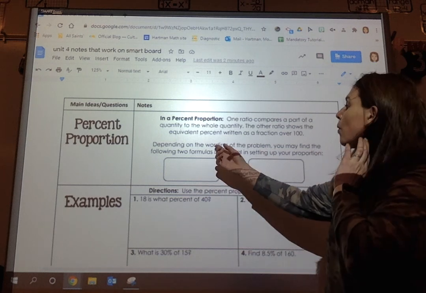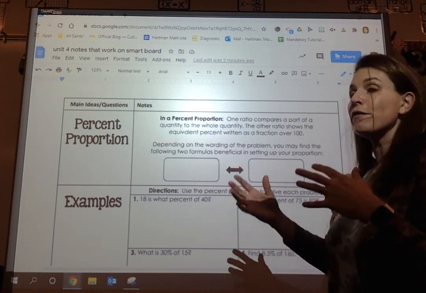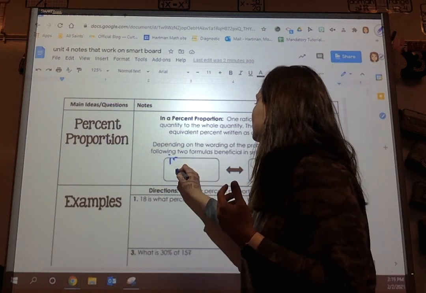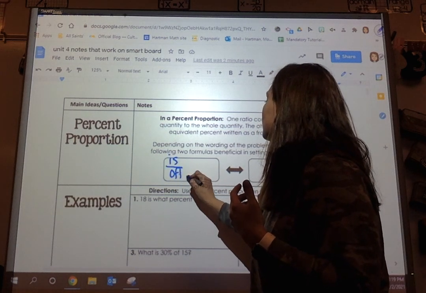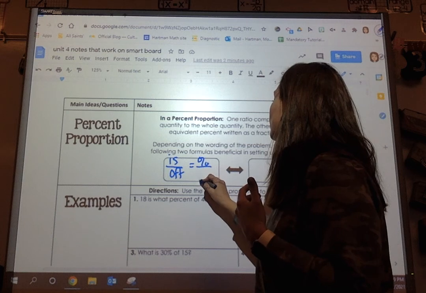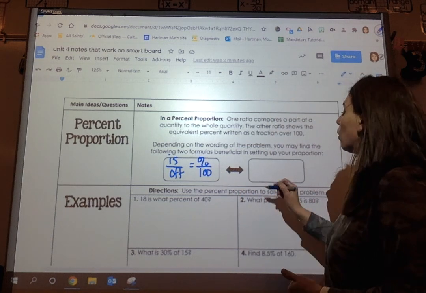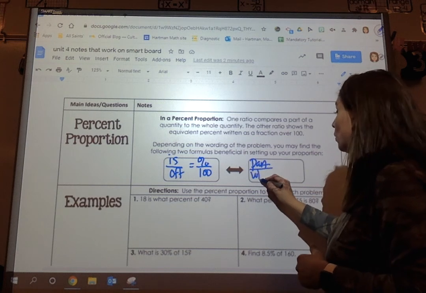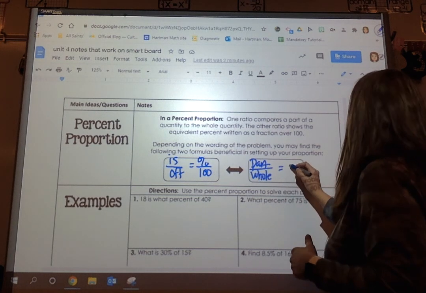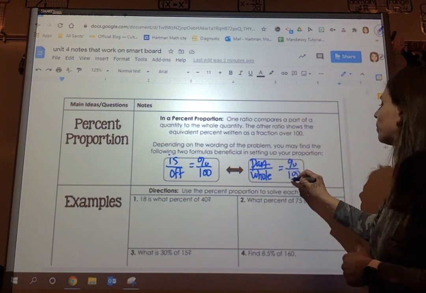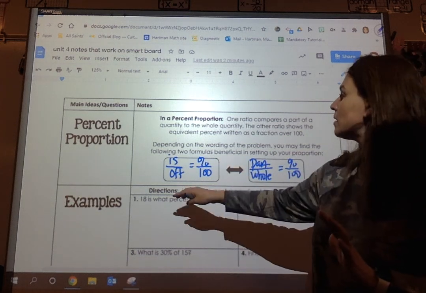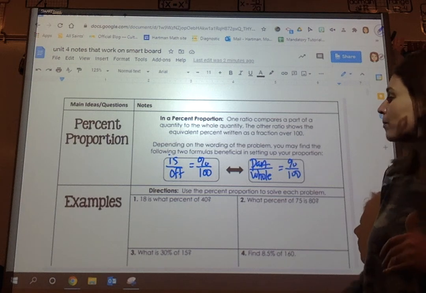So depending on the wording of the problem, we can find two different formulas. You may see it written as is over of equals percent over 100. Or we can see part over whole equals percent over 100. But this is how we set it up, okay? So let's look at some problems that we can work together.